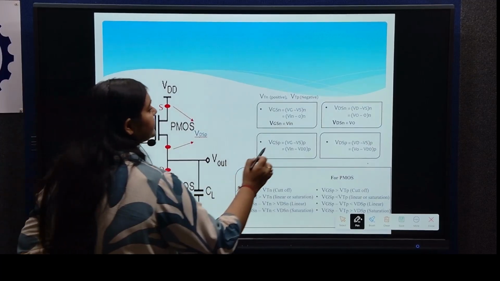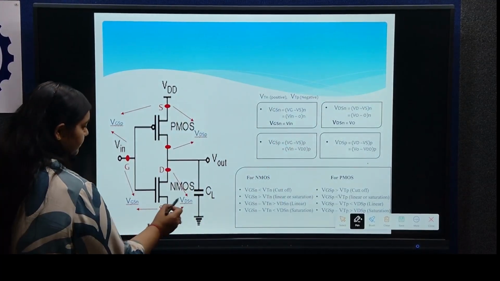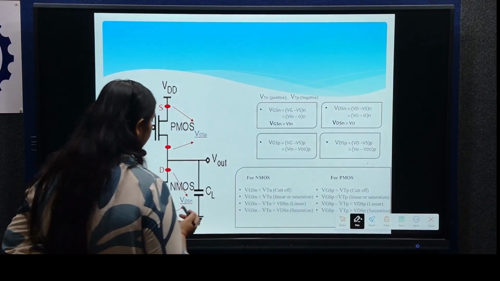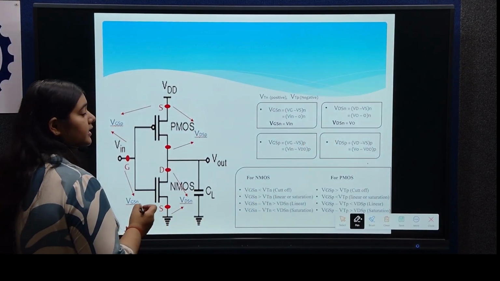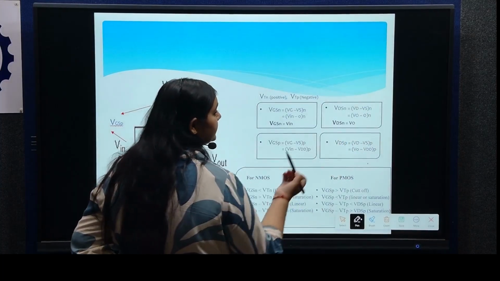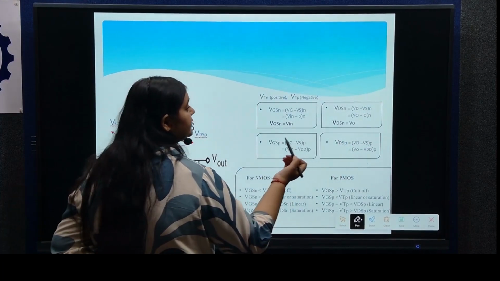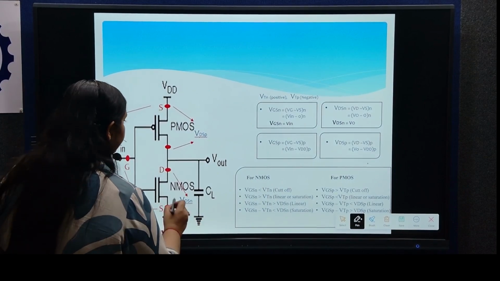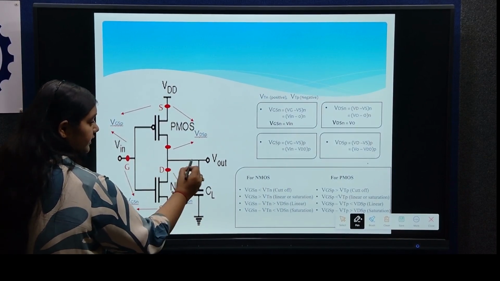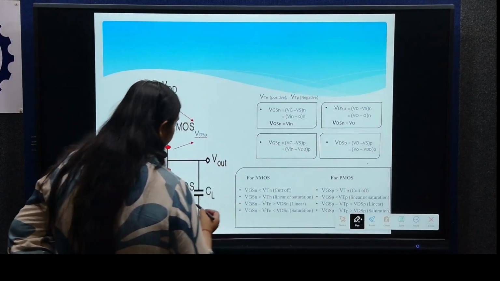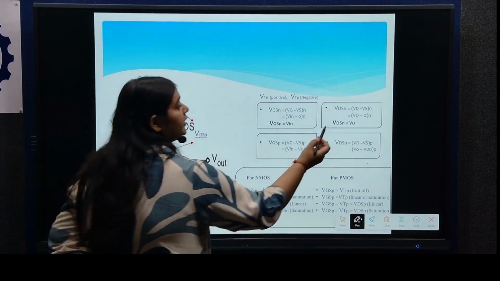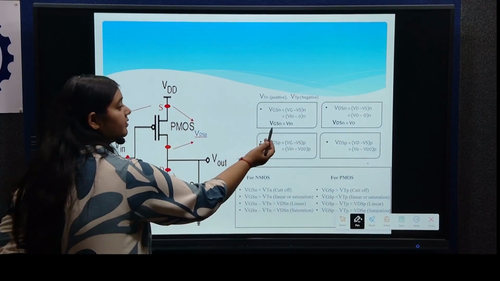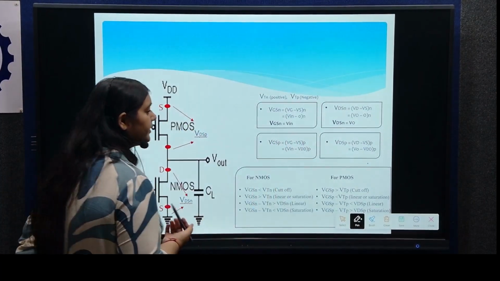Now VDSN. VDSN is this voltage. So VDSN means drain to source voltage of NMOS. VDS means VD minus VS. So what is VD here? VD is nothing but the drain voltage V0. And what is VS here? VS is ground. So V0 minus 0, it is V0. So VGSN is Vin and VDSN is V0.